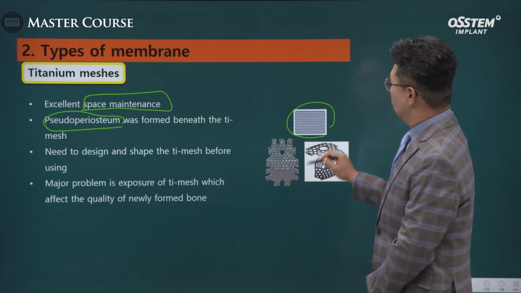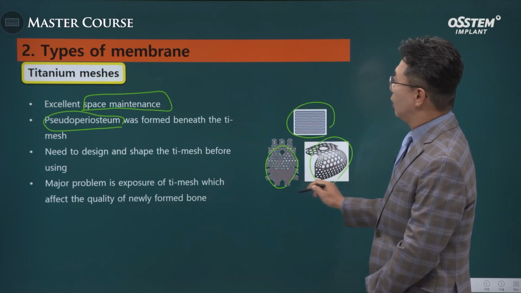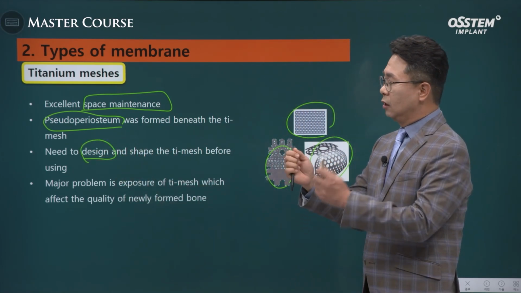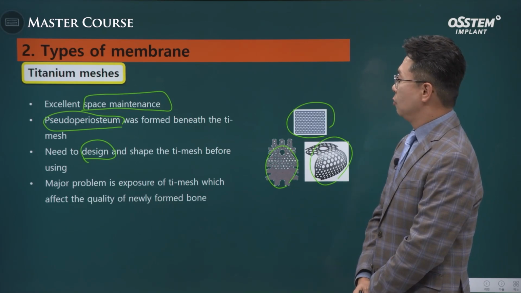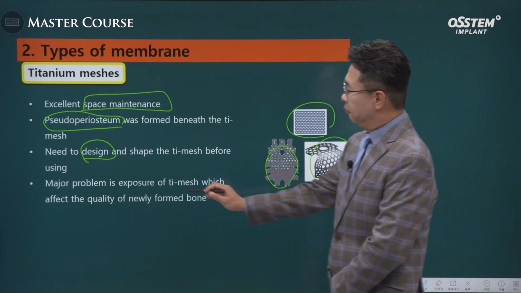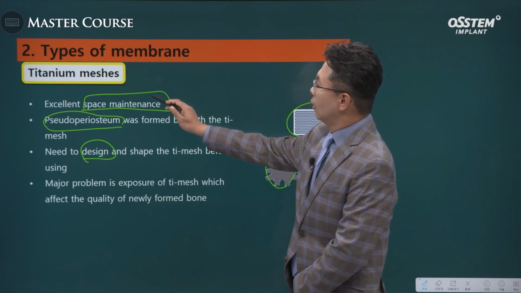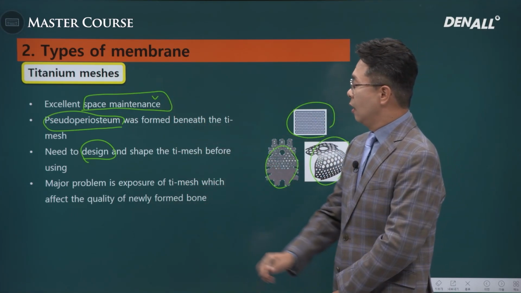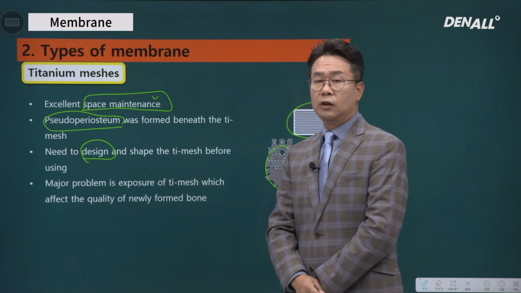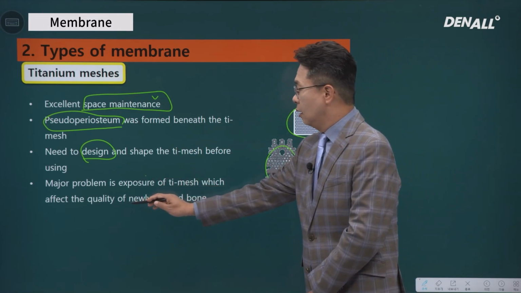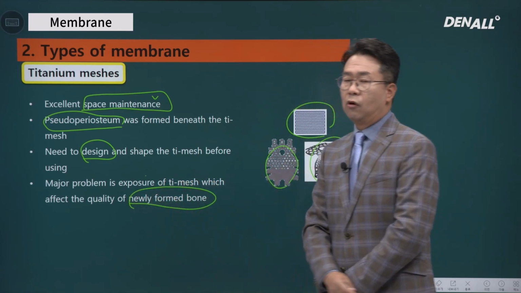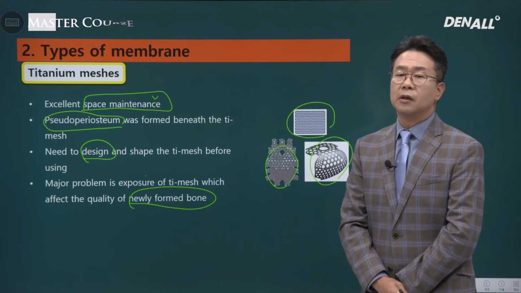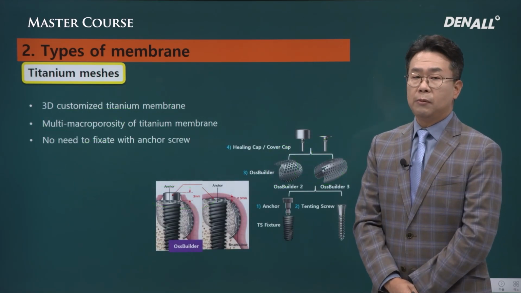It can be flat, two-dimensional, or three-dimensional. You need to design it following the defect form. This can be a bit uncomfortable. Compared with other membranes, it has excellent space maintenance capability, and even if it is exposed, it is more favorable in terms of infection control. Yes, if it is exposed, the quality of newly formed bone will be affected. These are the advantages of titanium mesh.